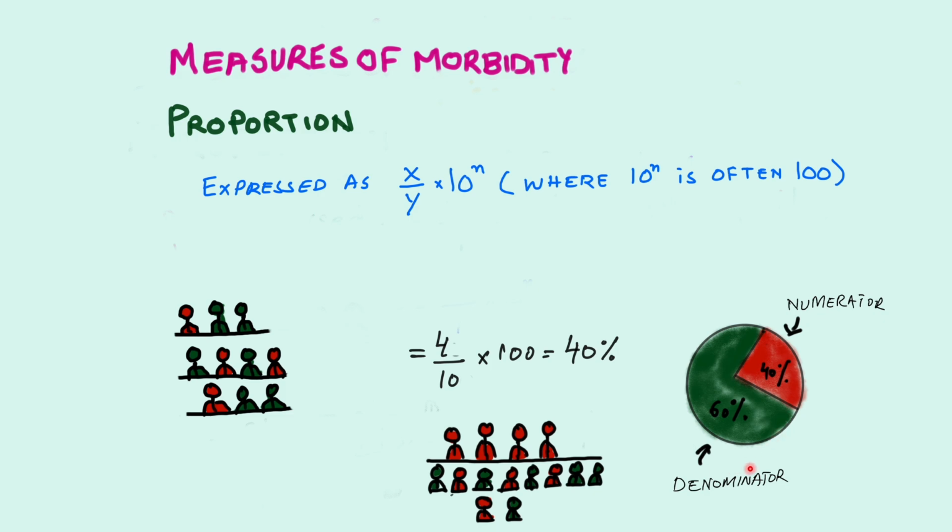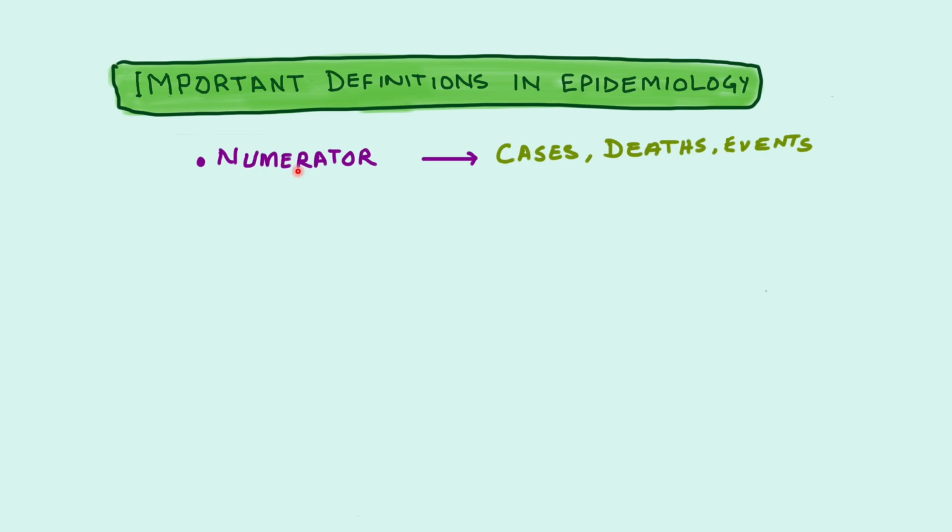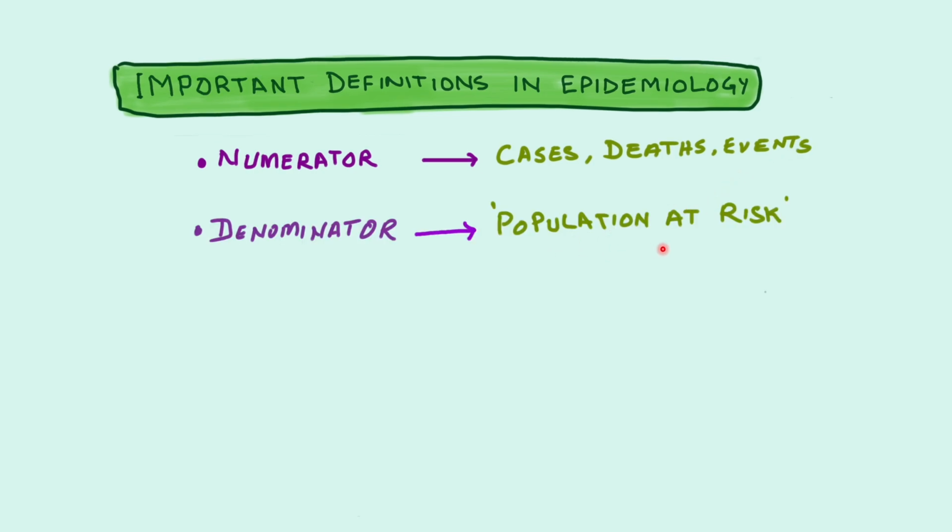Now let's learn about some important terminologies. The first term is numerator. The numerator represents the disease cases, deaths, or any health-related event, for example, vaccinations. Another important term used in epidemiology is denominator. Denominator represents the population at risk. These are the people who are susceptible to developing the disease and are therefore known as the susceptible population.